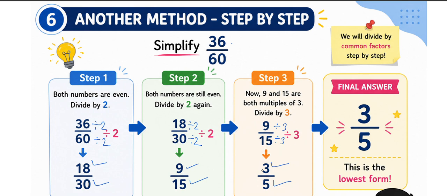Now you tell me, is there any number which can divide both 3 and 5? Is there any common number except 1? No. 3 is a prime number, 5 is also a prime number. So they cannot be divided by a common number except 1. It means this is the lowest form of 36 upon 60. So 3 upon 5 is the equivalent fraction of 36 upon 60. Both are the same, but 3 upon 5 is the lowest form or simplest form of 36 upon 60.